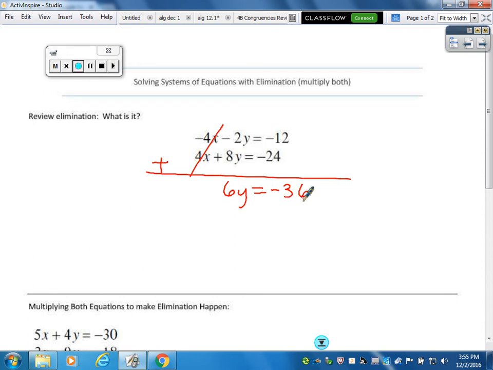Now we've got that one-step equation left. We have eliminated our x's. That's where the name comes from. And we can divide by our 6. So y is equal to negative 6. We have done half the work now.